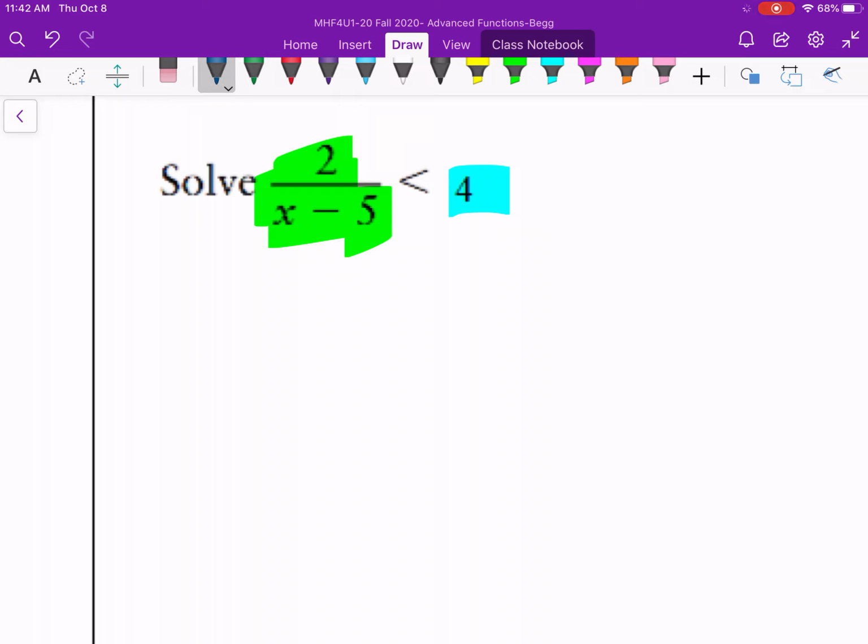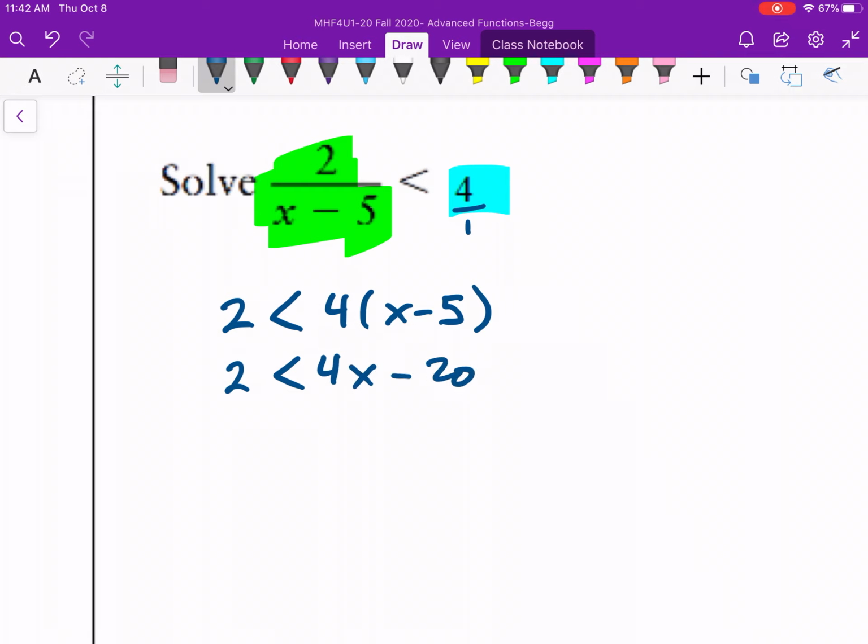We could try to solve it by cross-multiplying, just making sure that we follow the rules of solving when we've got inequalities. So if I cross-multiply, I get 2 times 1 is less than 4 times x minus 5. Remember, the only thing I have to watch out for when I'm solving inequalities algebraically is if I multiply or divide by a negative number, then I need to change the direction of the inequality, but that wasn't the case here.